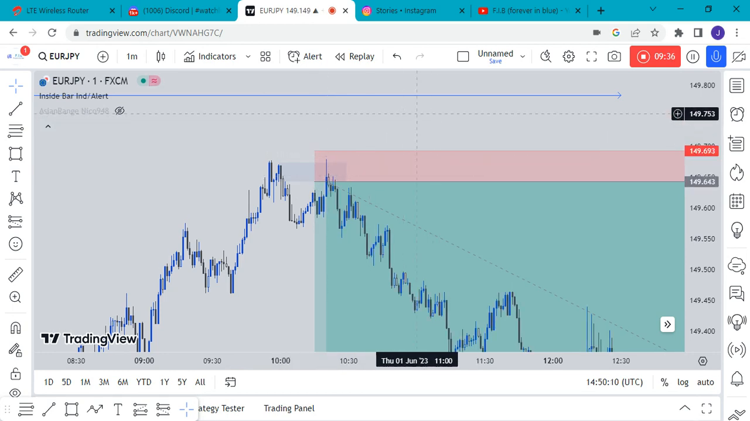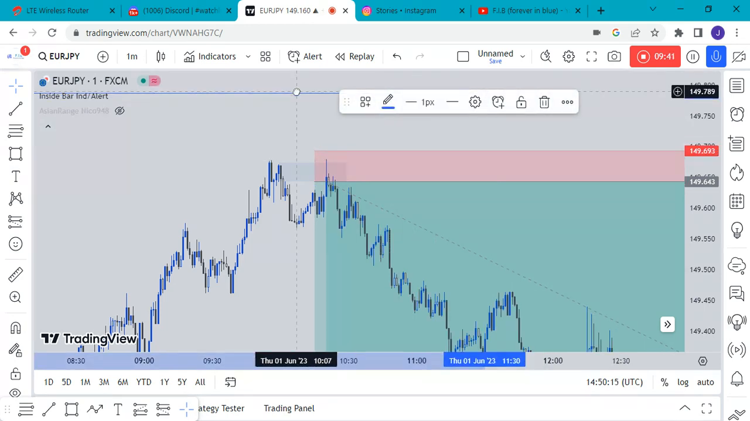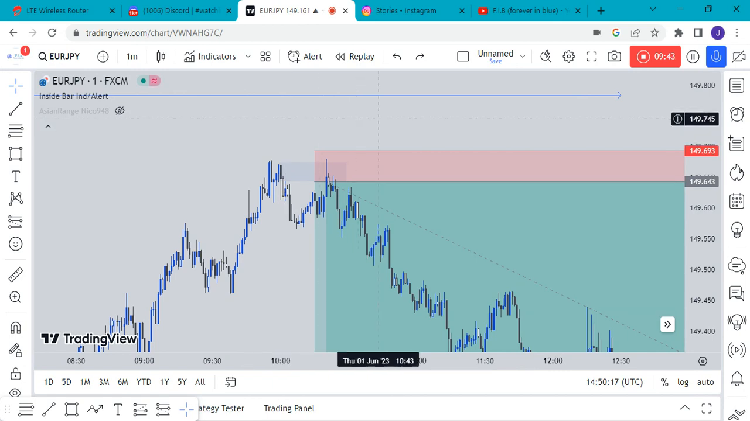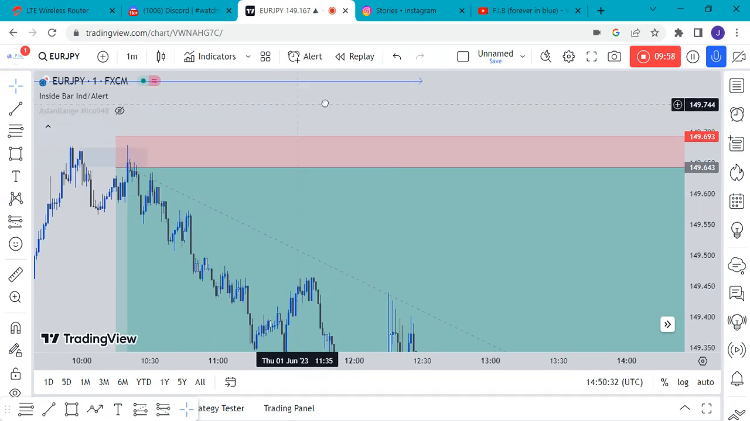Now as price wicked the zone, clearly it wicked it, but we were safe. Why? Because I have a 5 pip stop loss rule on Euro JPY. I love to use a 5 pip stop loss on Euro JPY because this happens a lot. This liquidity grab on the 5 minutes happens a lot. So the 5 pip stop loss rule saves me a lot of time.